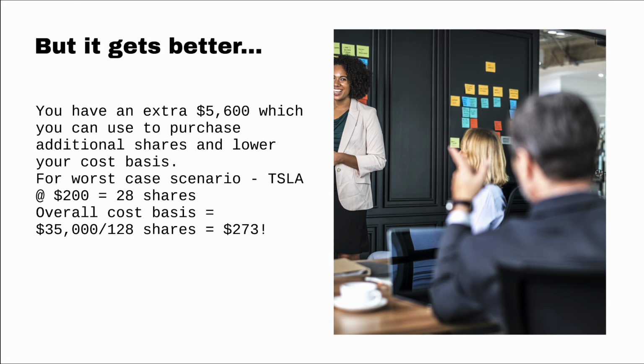And on top of the improved risk reward profile, there's another advantage to selling the option. If you started out with 35,000 and were forced to buy the shares for 29,400, you still have $5,600 left over. And let's say the worst case scenario happened. Tesla dropped 40% and it's trading at $200. You can use your remaining $5,600 to buy an additional 28 shares at $200, which lowers your cost of entry even further. So 35,000 divided by 128 shares is 273. So it's like you paid $273.